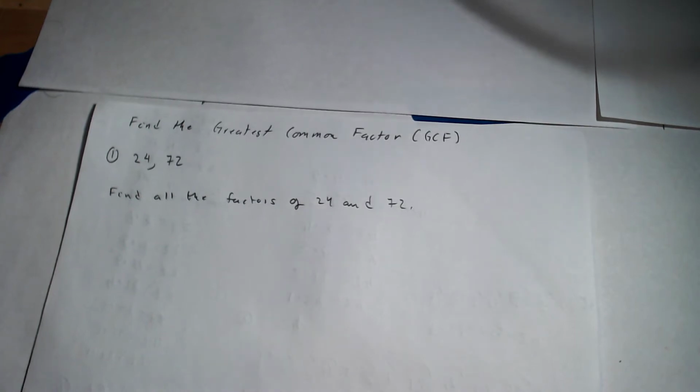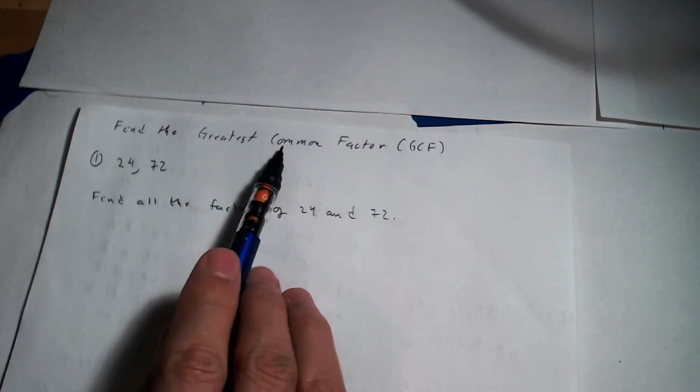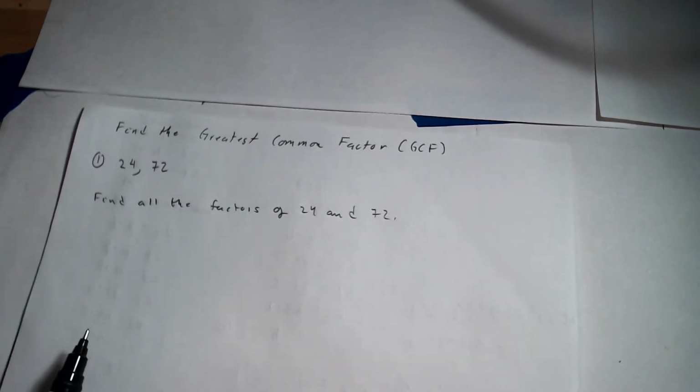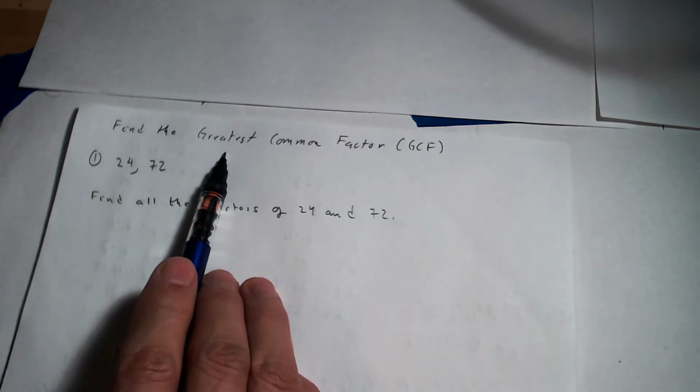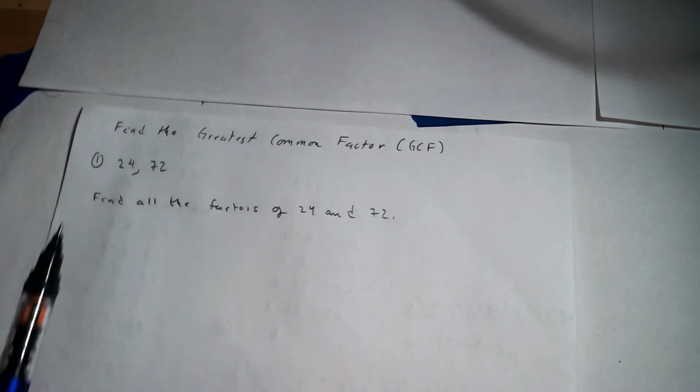Hello everyone. Building on the previous videos, now we get to the main concept here: find the greatest common factor. For the following, we have 24 and 72. We're looking for the greatest common factor of 24 and 72.